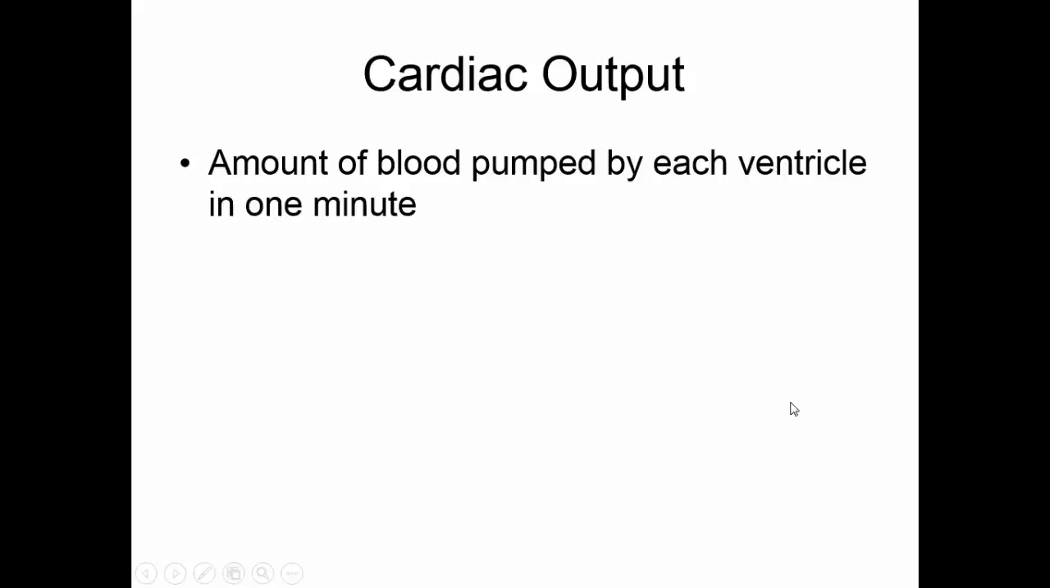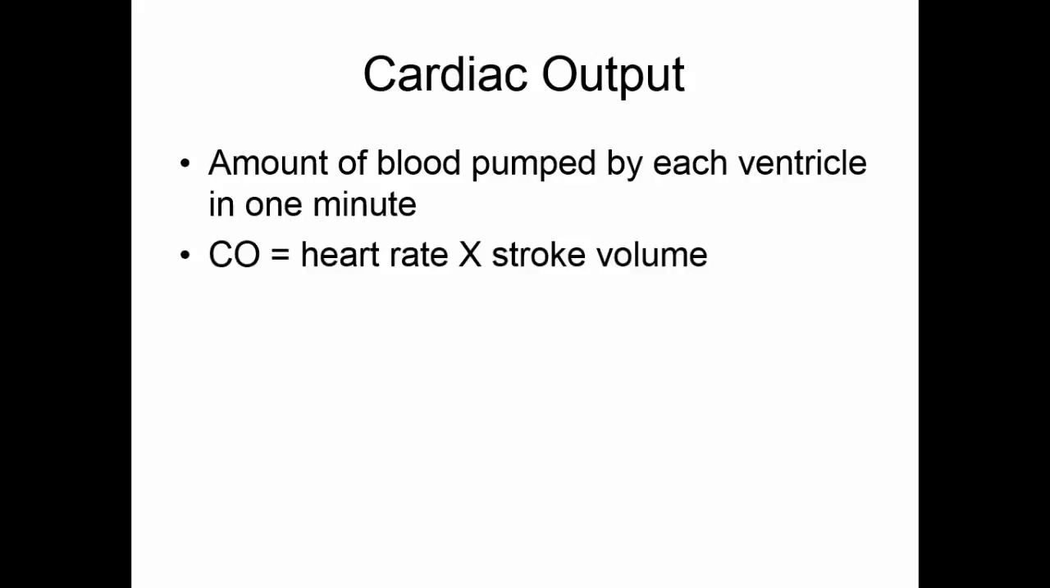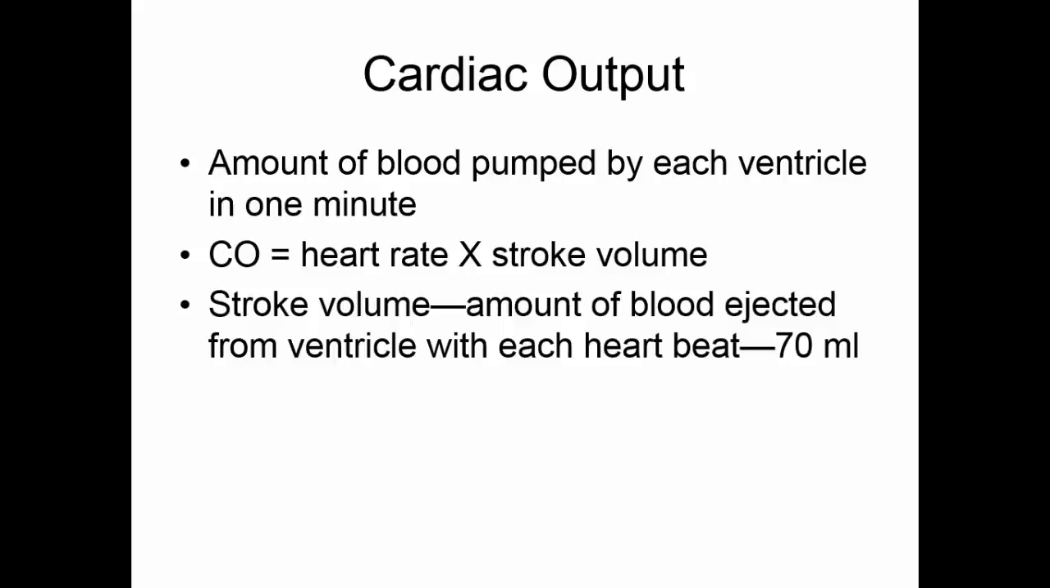Cardiac output is the amount of blood pumped by each ventricle in 1 minute. To calculate this, you need to know the heart rate and the stroke volume. If you multiply those two together, that is the cardiac output. The stroke volume is the amount of blood ejected from the ventricle with each heartbeat. In a normal heart, this is approximately 70 milliliters of blood.